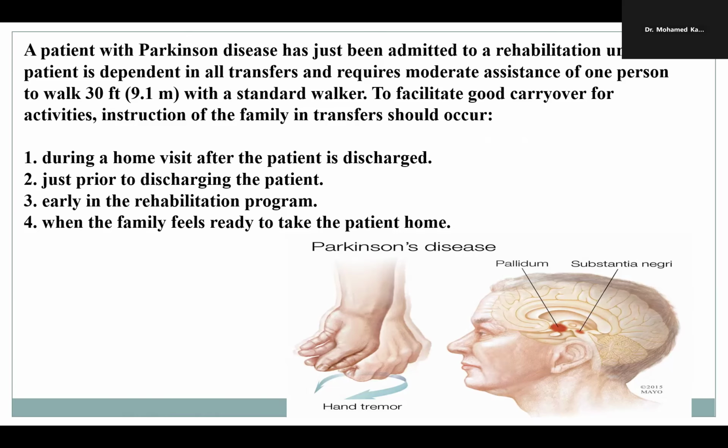So it looks like our patient today is at a late stage, we can say, because the patient is dependent, which means he needs almost everything to be done by caregivers in transfers, and requires moderate assistance of one person to walk around 30 foot, but using an assistive device, a standard walker. Okay, so for walking, he needs moderate assistance from a caregiver in addition to the use of an assistive device, a standard walker.